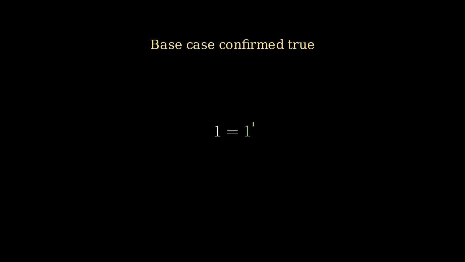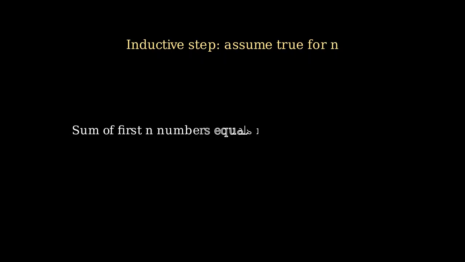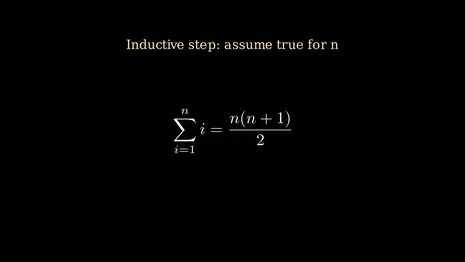The base case is now checked and we can move on to the inductive step. Second, for the inductive step, we assume the statement is true for some whole number n. In words, this means the sum of the first n whole numbers equals n times the quantity n plus 1 divided by 2. In symbols, this is written as sum from i equals 1 to n of i equals n times open bracket n plus 1 close bracket divided by 2.